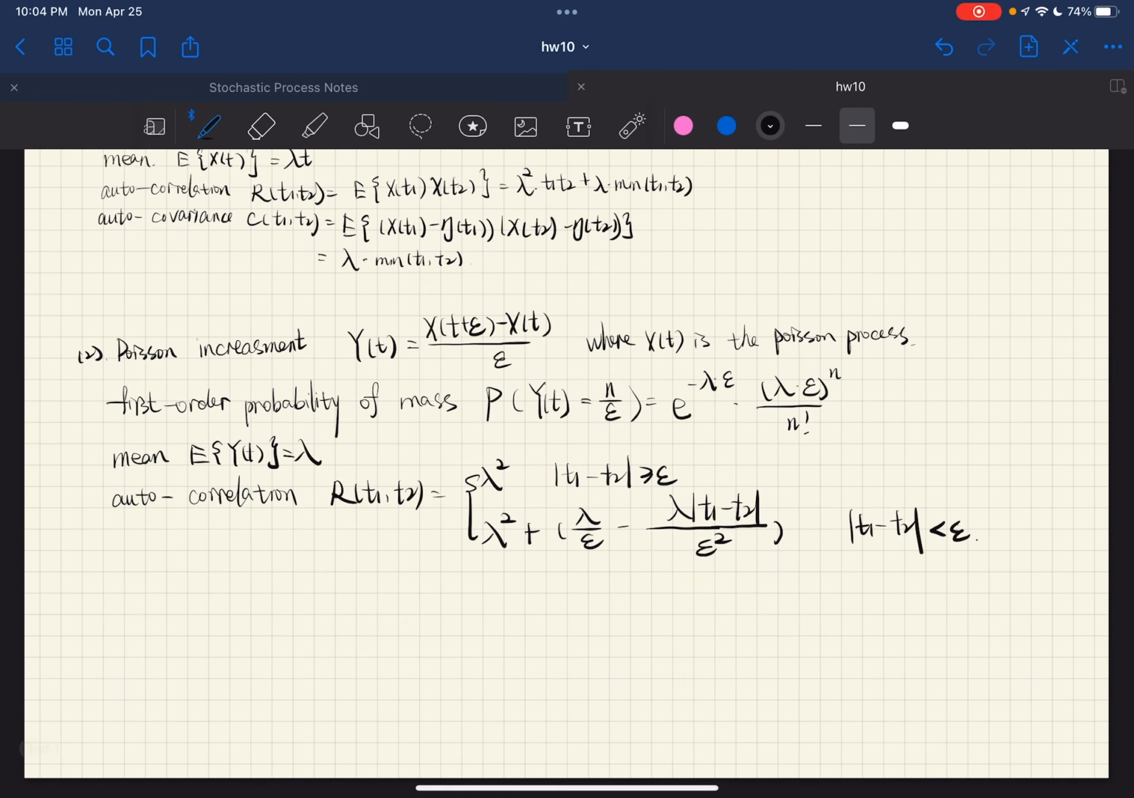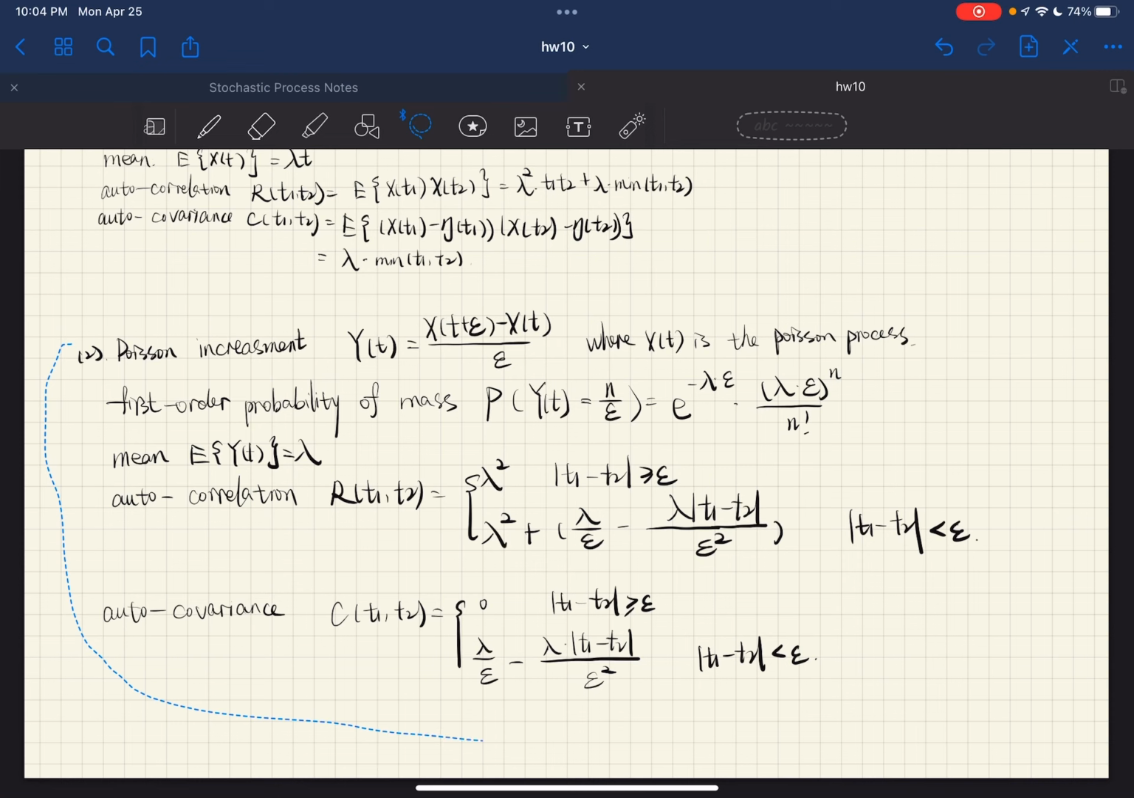And the autocovariance is equal to 0 if the difference of T1 and T2 is greater than eta, and it is equal to lambda divided by eta minus lambda times the difference of T1 and T2 divided by eta to the power of 2, if the difference of T1 and T2 is smaller than eta. This is for the Poisson increment process.